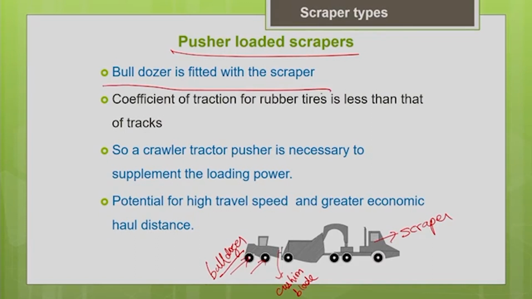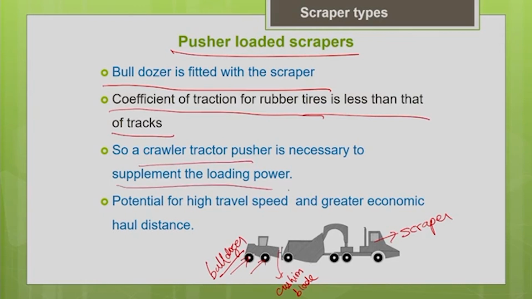Here you know that the coefficient of traction for the rubber tire is less than that of tracks, so we are taking the help of the crawler tractor pusher to supplement the loading power of the scraper. Only when the scraper is cutting the earth and filling its bowl, that is during the loading operation, I need the help of the pusher. Once the bowl is completely filled, the pusher can be detached from the scraper and the scraper can haul the material by itself. So we need the assistance of the machine only during the loading operation.